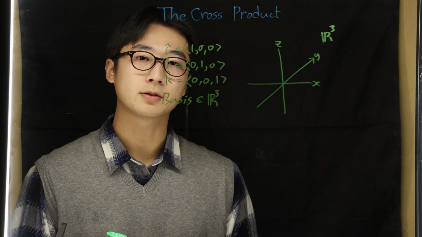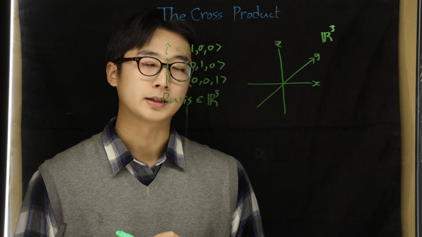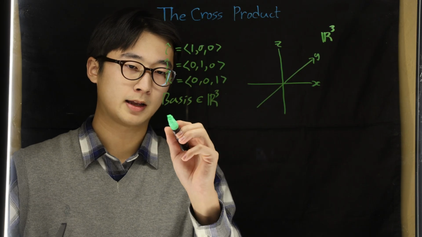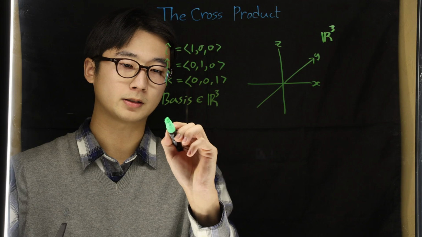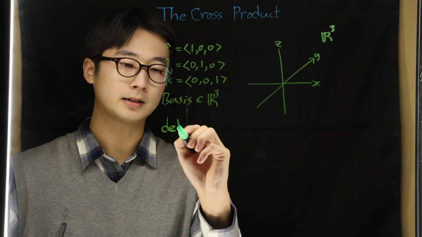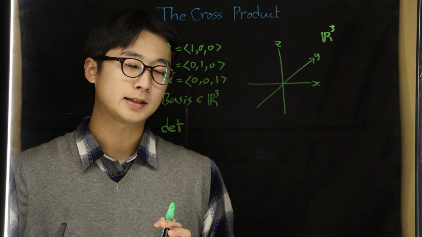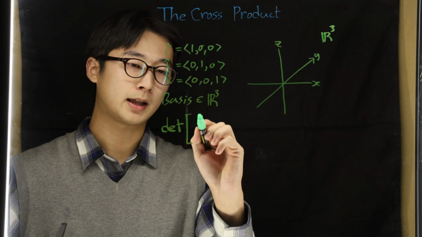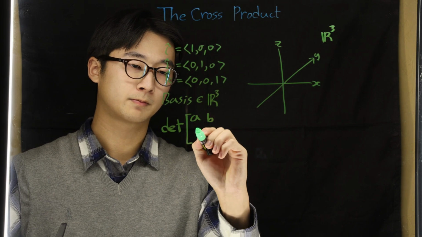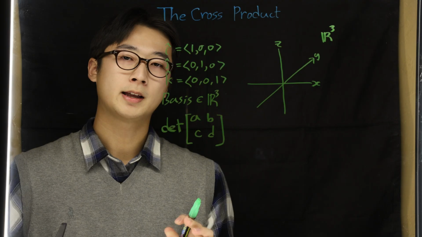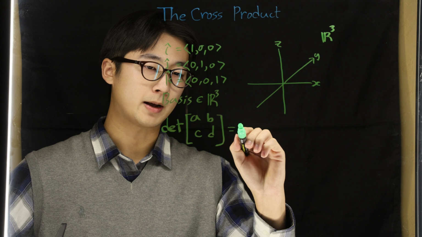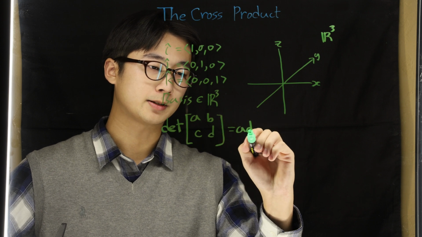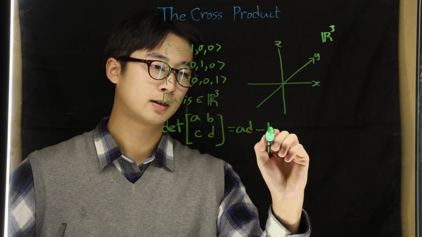One more thing we also have to know is the determinant. You need to note that we often write the determinant as det. The determinant of, let's say, a 2 by 2 matrix with entries A, B, C, D is equal to A times D minus B times C. That's how you find the determinant of a 2 by 2 matrix.